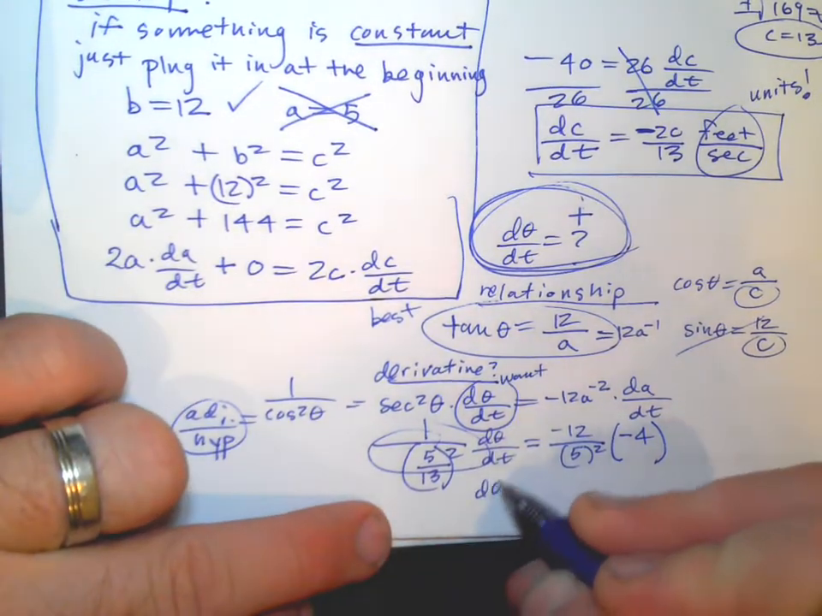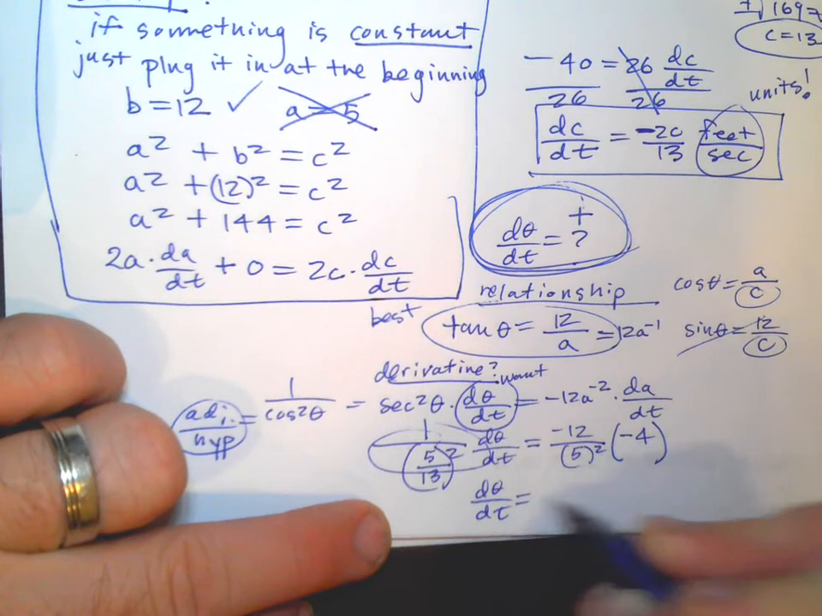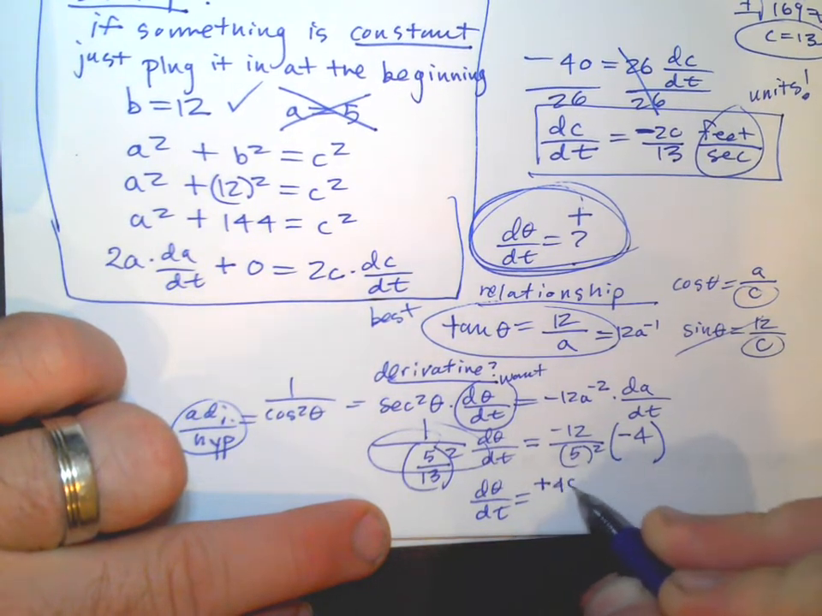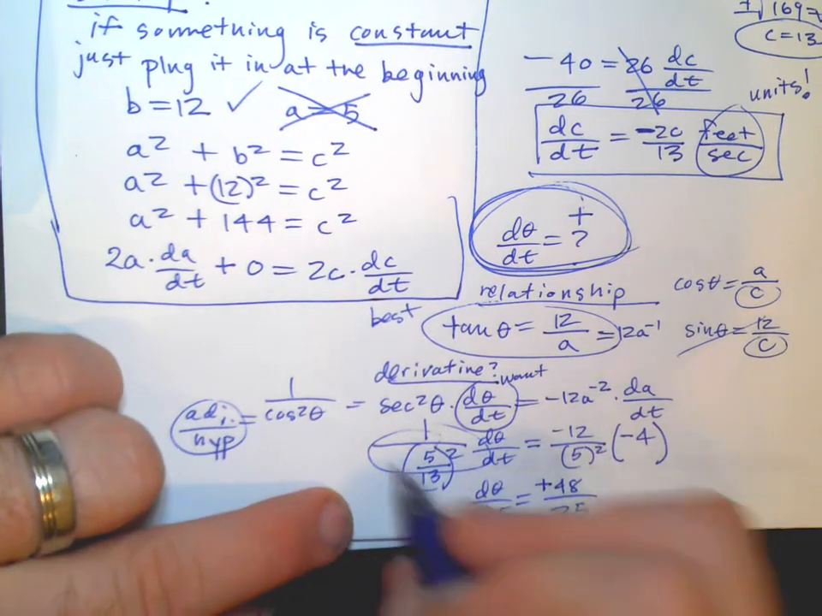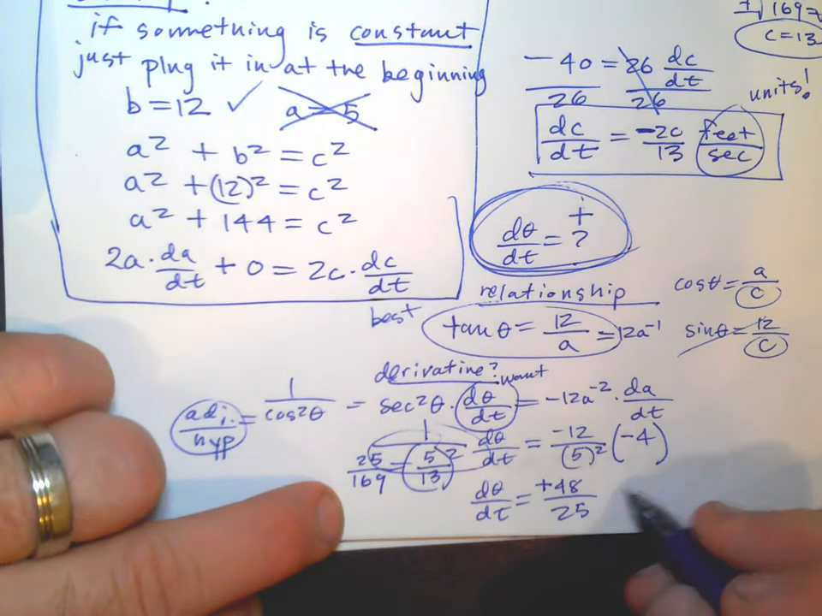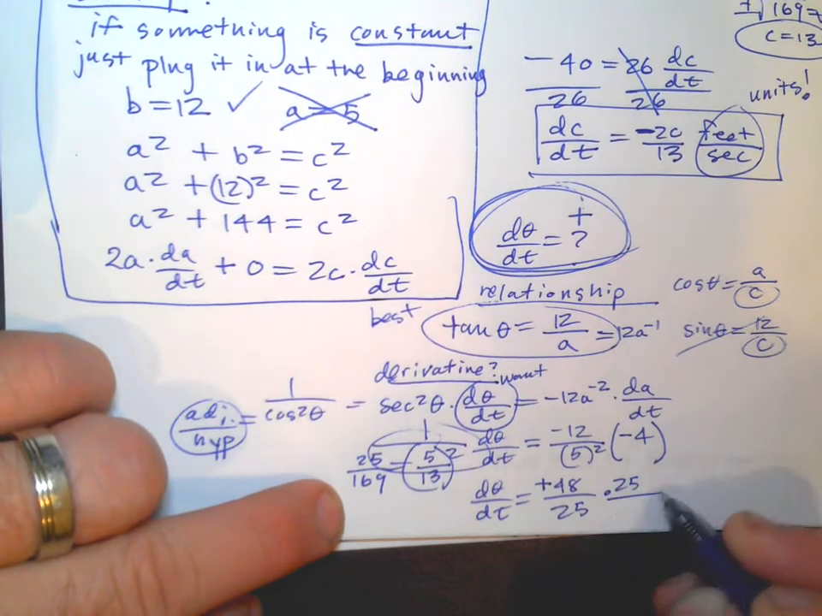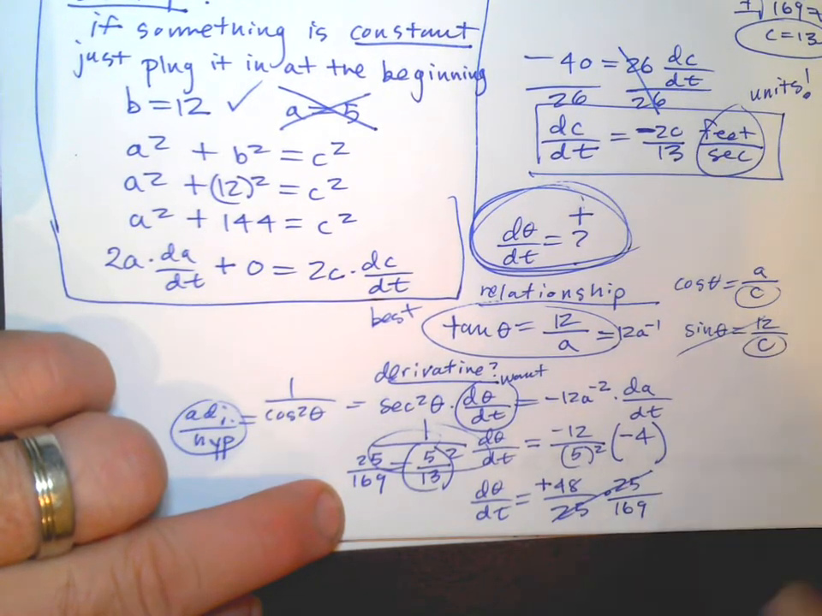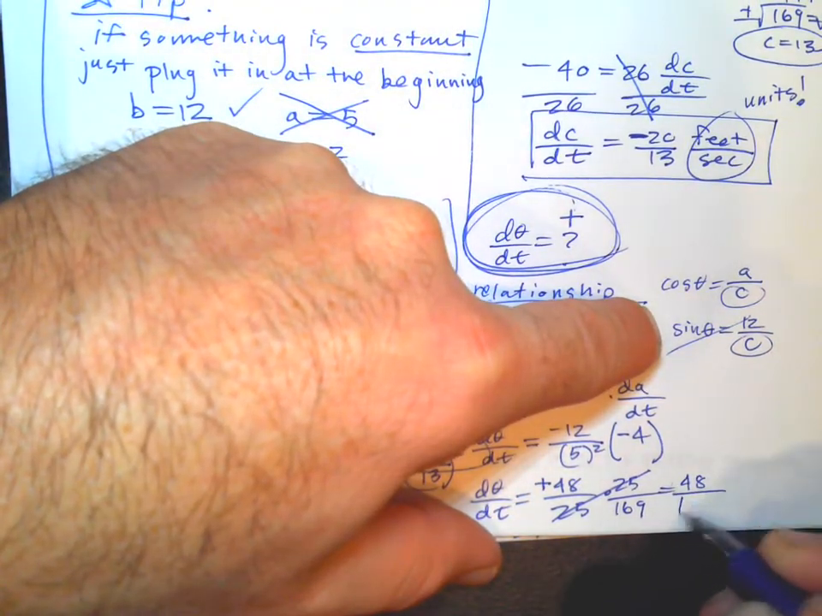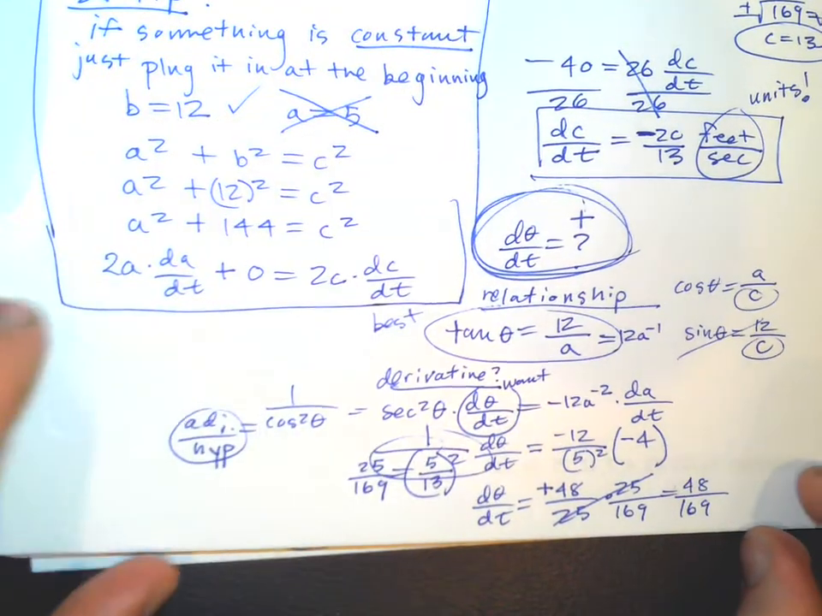And then you got to remember to square it. So d theta dt equals negative or positive 48 over 25. And then this is going to be 25 over 169. So we're going to multiply by 25 over 169. And those cancel each other out. And so we get 48 over 169. Now, it came out positive like we said it should.